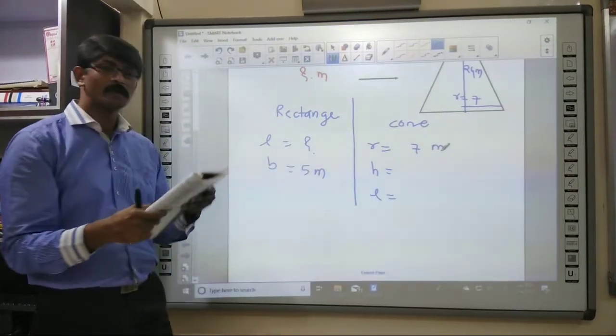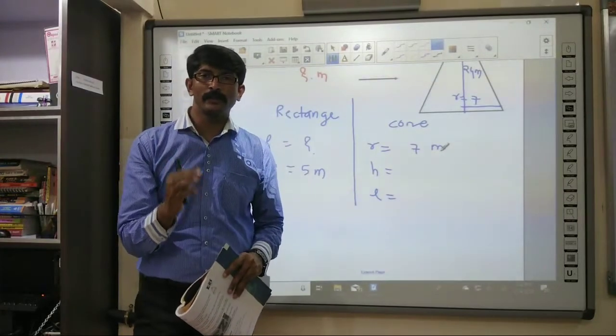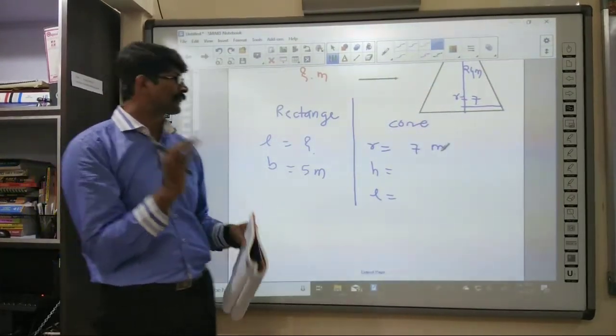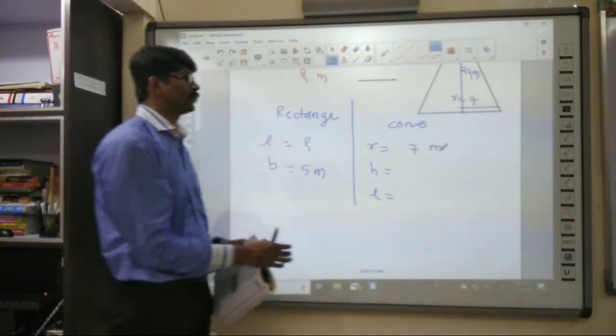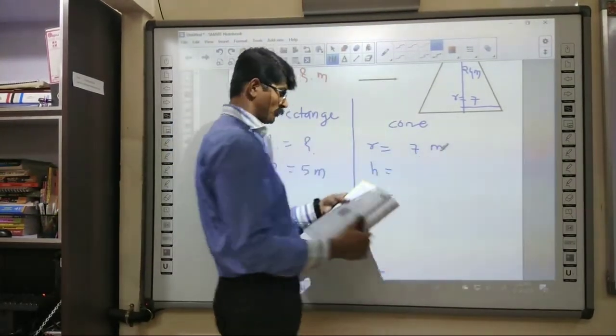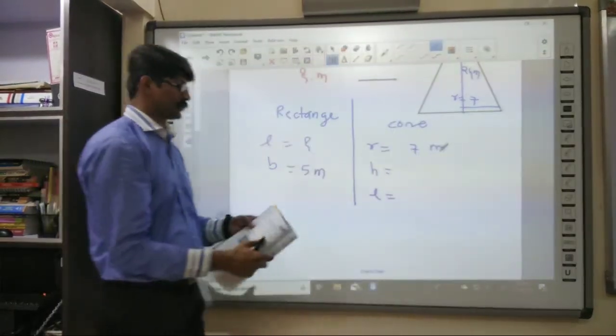I'll again confirm, students, always make sure that you write the proper units, because many times our sum goes wrong whenever we do not write the proper units. So height is given as 24 meter.